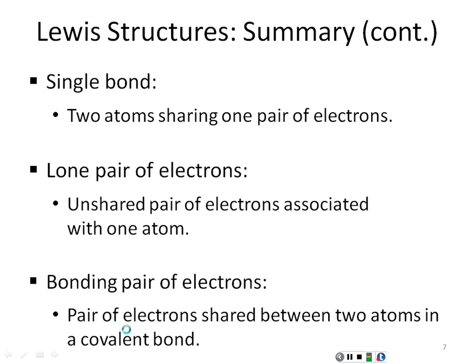So a single bond is 2 atoms sharing 1 pair of electrons. A lone pair is an unshared pair of electrons, and it's associated with just 1 atom. And you can also talk about a bonding pair of electrons, and that's a pair of electrons shared between 2 atoms to form a covalent bond.